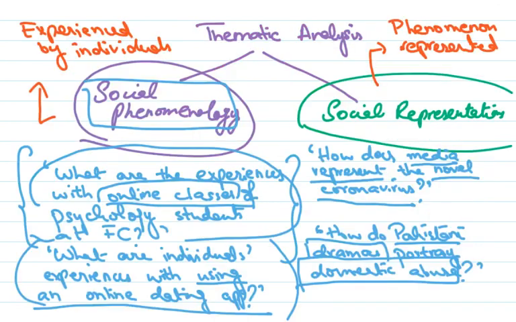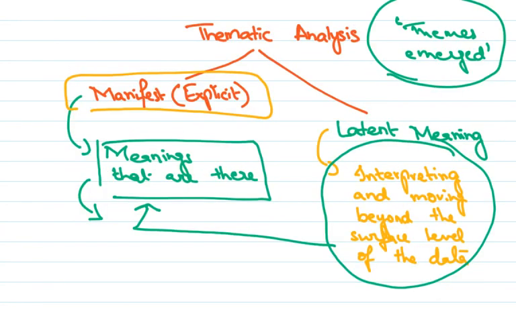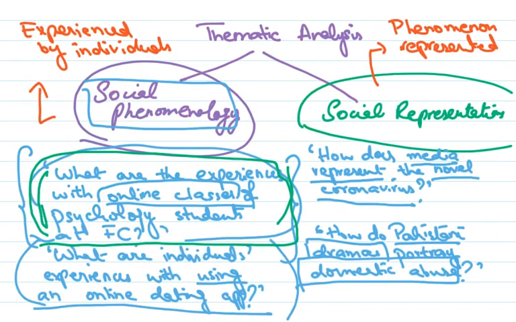Now let's take an example. When you have this kind of question, what are the experiences with online classes of psychology students at FC? This sort of question will be very well suited to a manifest kind of approach, in which whatever is there in the data, that's what you're reporting, right? This kind of question could work. This again would be well suited to a more manifest kind of approach.